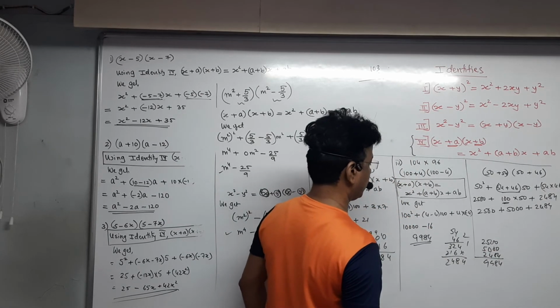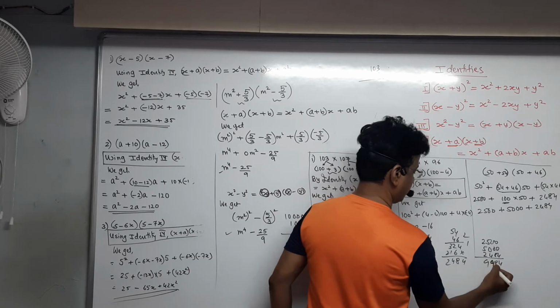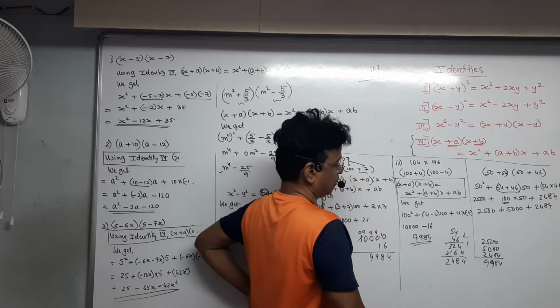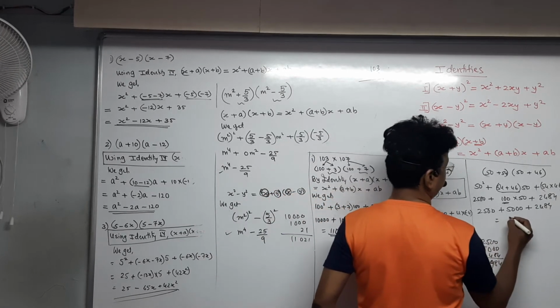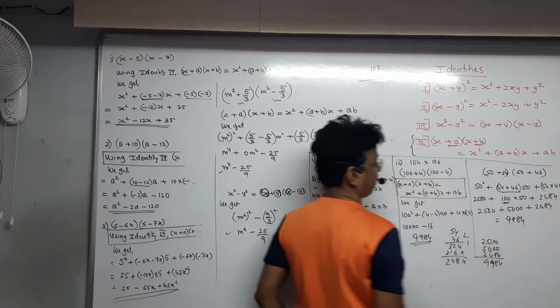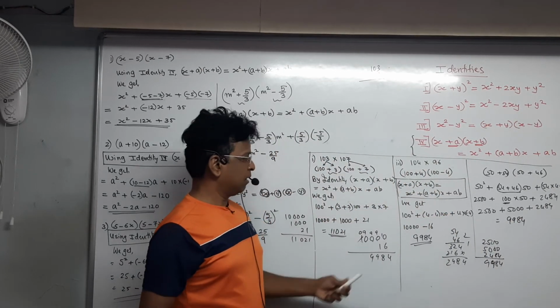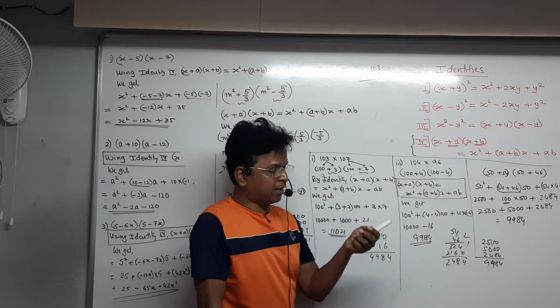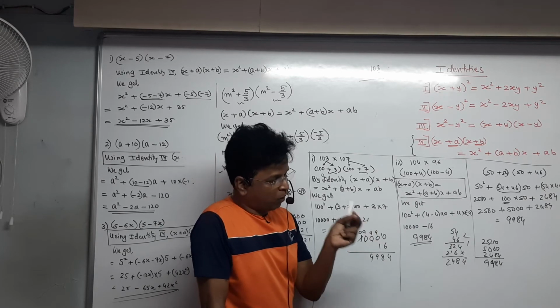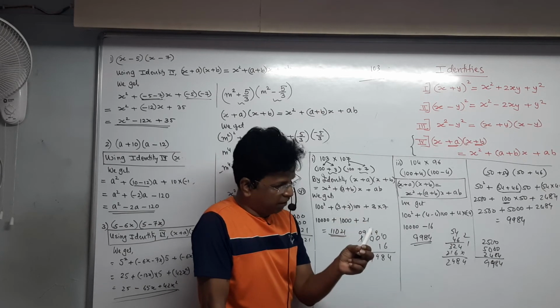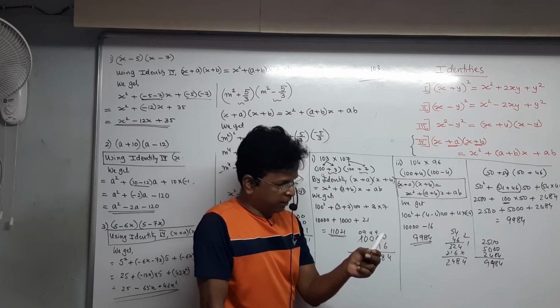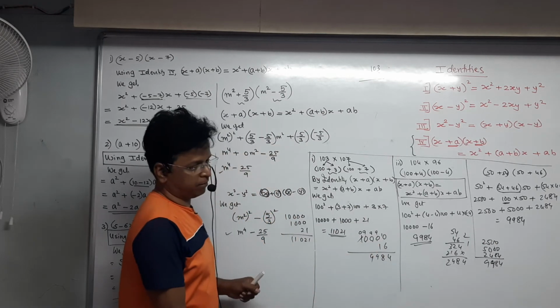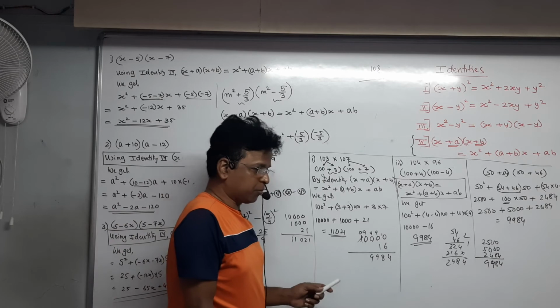9,984, sorry. It is still going to be the same. You should always take splits which are very close to hundreds, tens, thousands. So they become easy to calculate. Are you all getting this much?